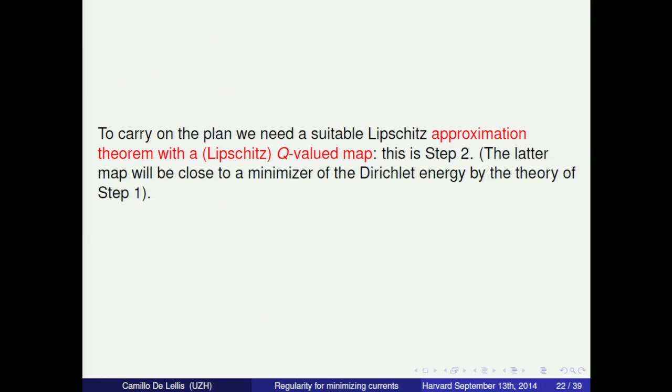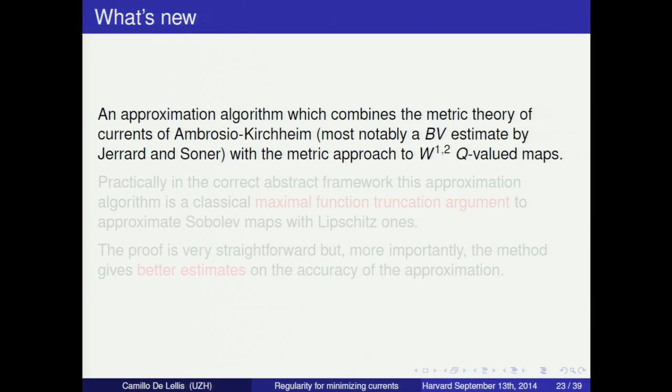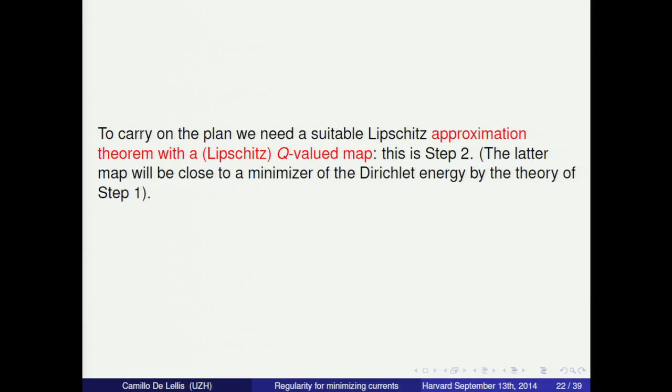OK, so this gives you a very important point. To carry on this plan, you have to understand how to approximate efficiently a current with a multiple-valued function. So this we could call step 2 of Almgren's program: approximate any area minimizing current with a Lipschitz map which takes Q values. And Q is dictated by the multiplicity of the flat plane to which you are close. So you are in a situation in which you're almost flat.